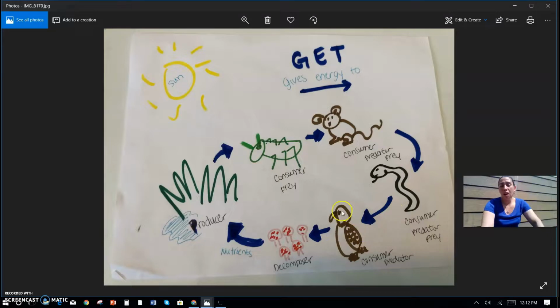Now, when the hawk dies one day, it goes back to the ground. On the ground, these decomposers take care of breaking this up and giving nutrients back to the soil so that the soil, the water, and the sun can give energy to the grass, which is a producer, so it can make its own food. And this, my friends, this is a food chain.